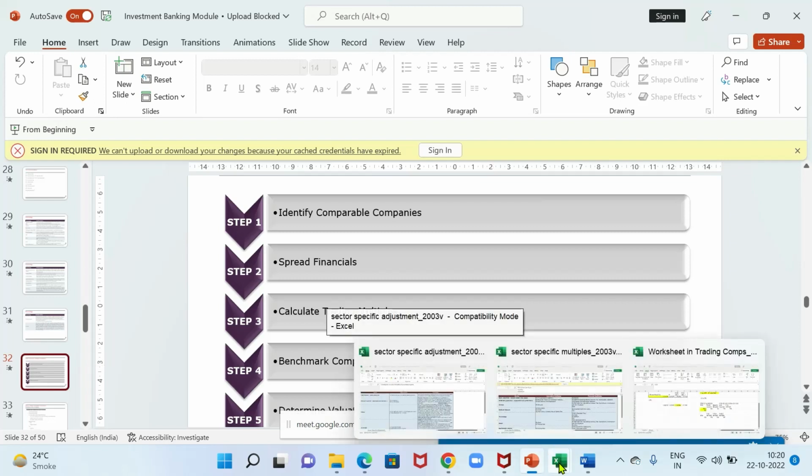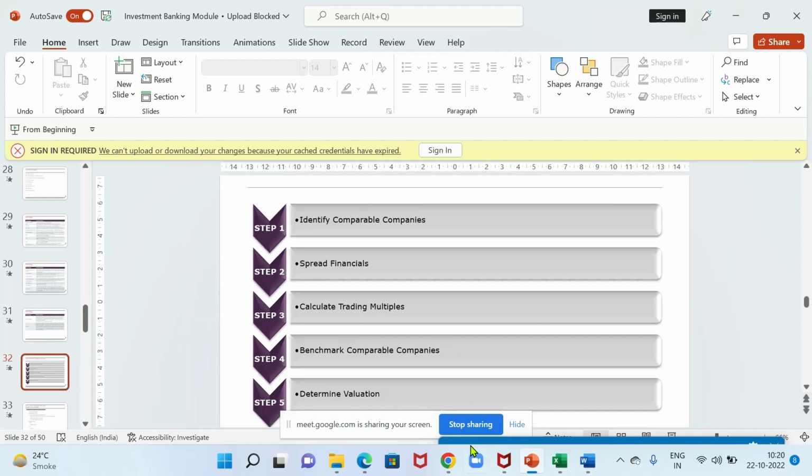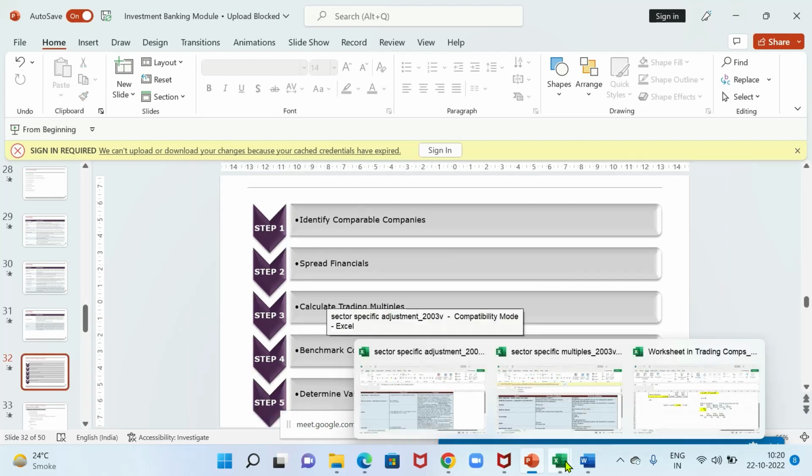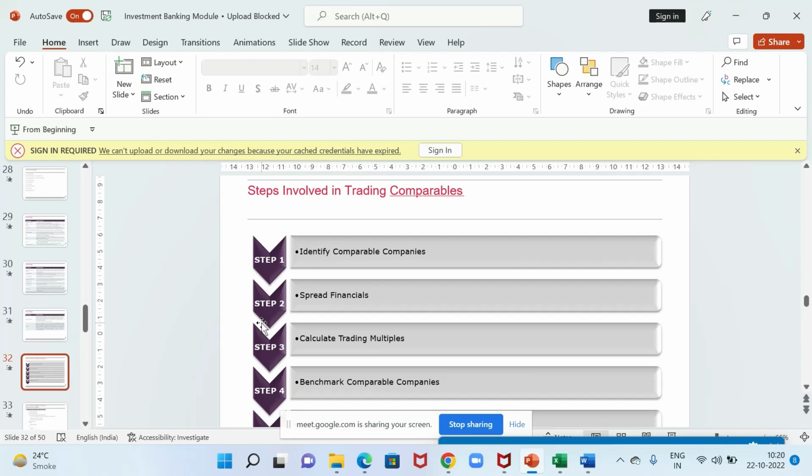Before that, let's just try and understand why we are doing this exercise. I'll go further into depth once we come to this step. I'll just walk you through that. So let us see the various steps.